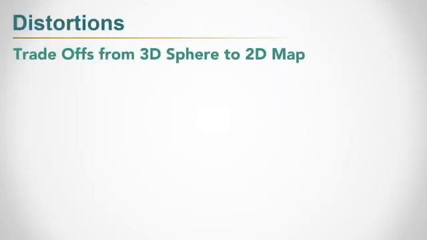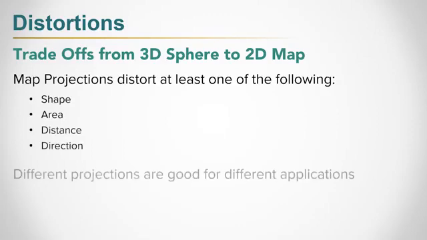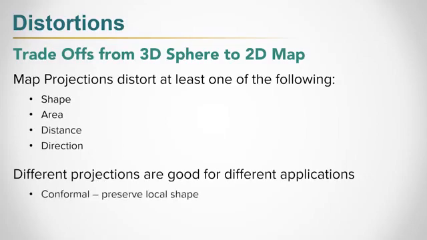Now, we don't get this translation of our data to a 2D surface for free. There are trade-offs. When we project geospatial data, we end up creating distortions. Distortions can occur in the shape, the area, the distance, or the direction of the data. Different projections are created to optimize for these distortions. So, some projections are good at preserving local shape. These are called conformal projections.